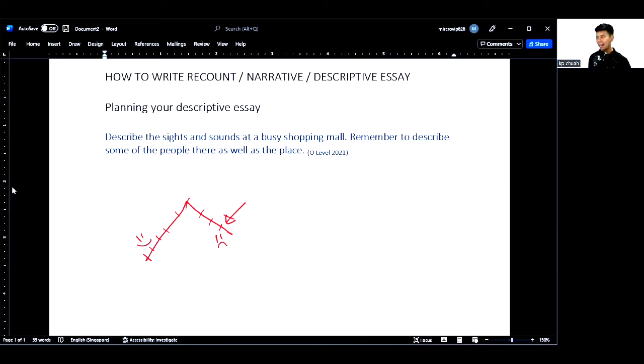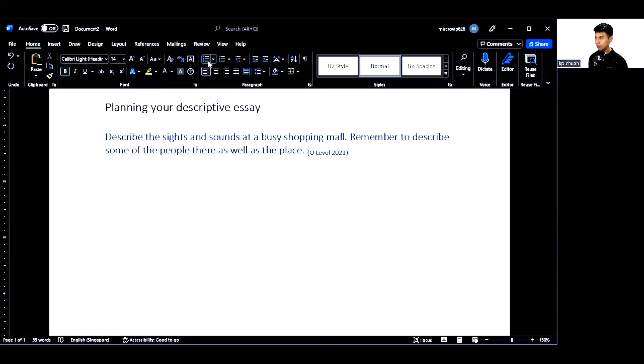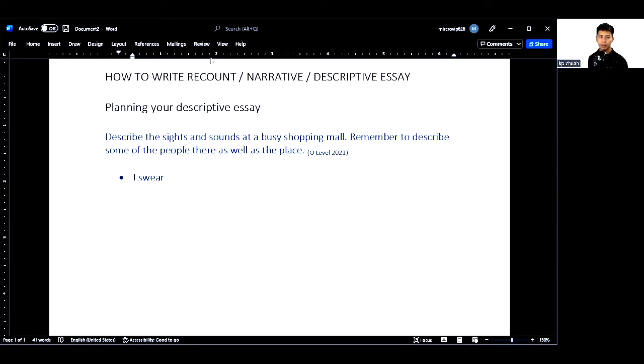I'm going to show you how I plan this essay, and you can see my thought process. Now, I don't use this structure, by the way, because it's time consuming. I just go with bullet points, which I'm going to show you. I'm going to end off my essay by saying, let's see, let's use a bullet point here. I'm going to end off the essay by saying, I swear to never visit a shopping mall, or rather the shopping mall again. Okay, so what happened?